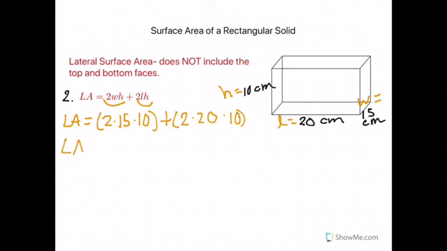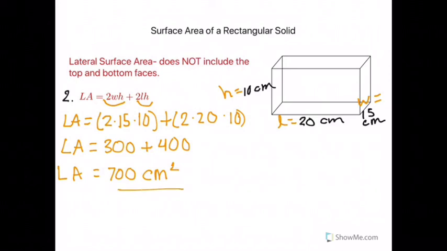Multiply those first numbers together in that first parenthesis. 2 times 15 times 10 is 300, plus, multiply these three numbers together, 2 times 20 times 10, which is 400. 300 plus 400 is 700, and this is centimeters squared. So that's how you find surface area and lateral surface area of a rectangular prism.